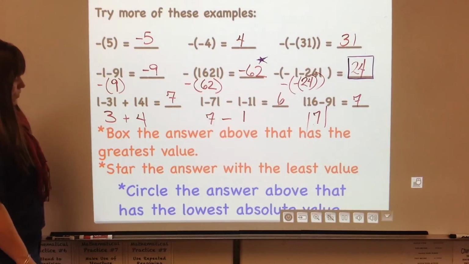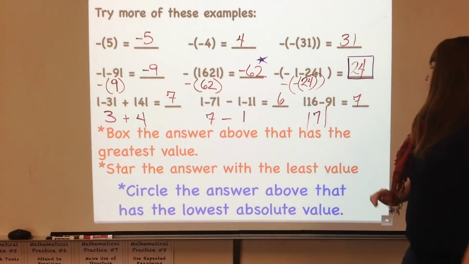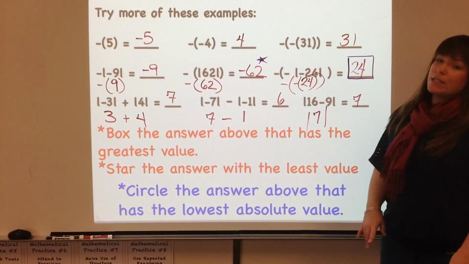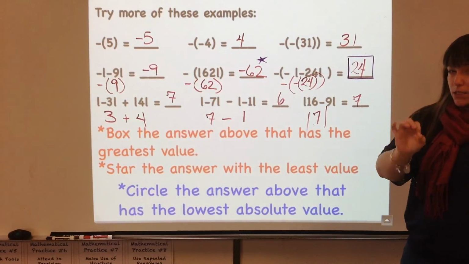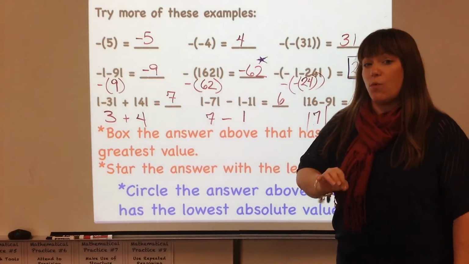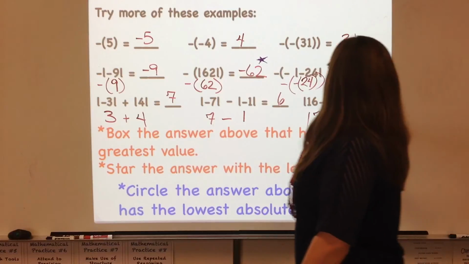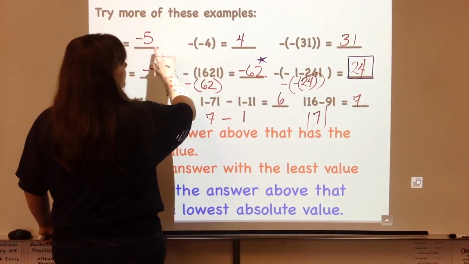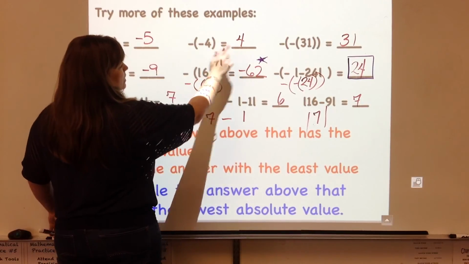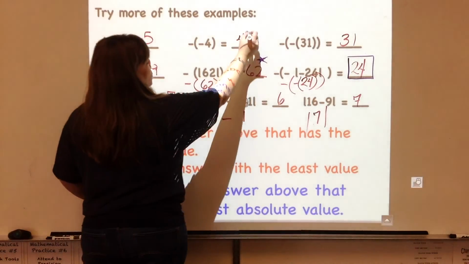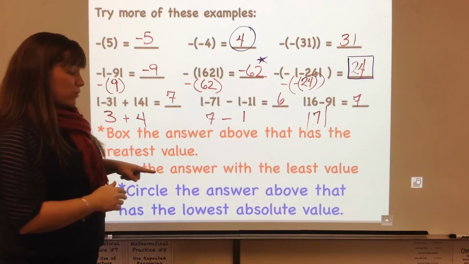The last thing, we're going to circle the answer that has the lowest absolute value. So here we have to figure out, okay, distance. What number is the closest one on the number line if we were to graph all of them to 0? So I'm looking, and I have, this is a negative number, this is a negative number, but the distance, absolute value, is going to be 4 as our smallest absolute value number.